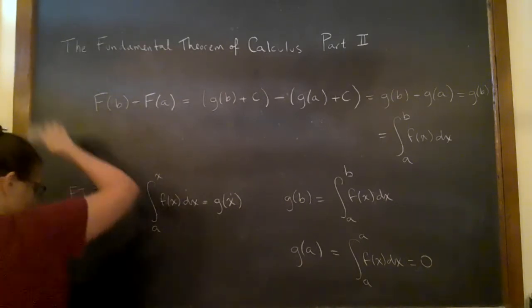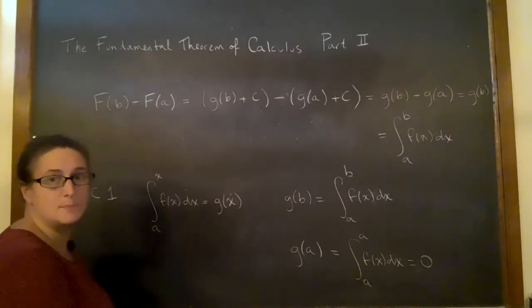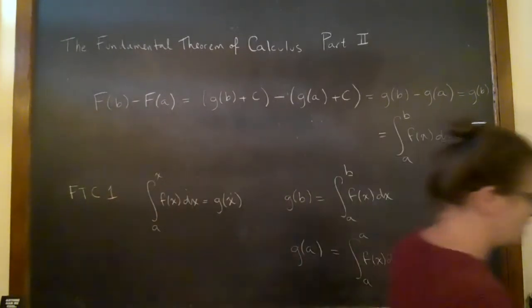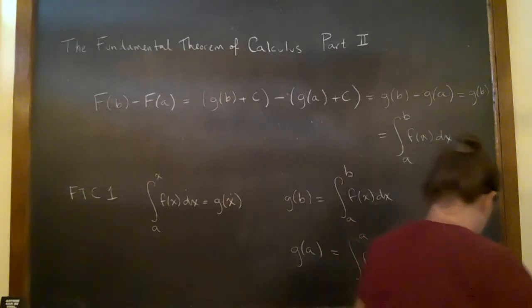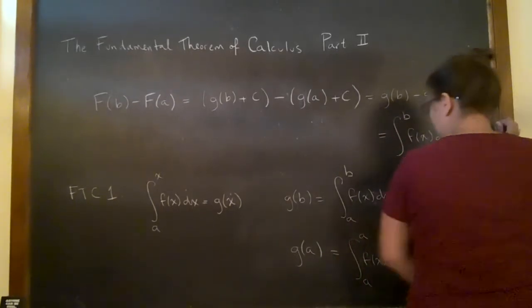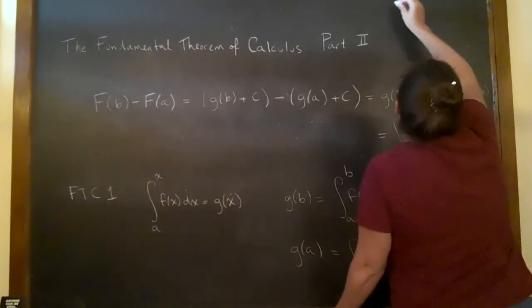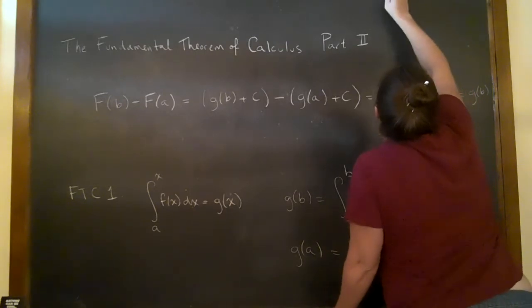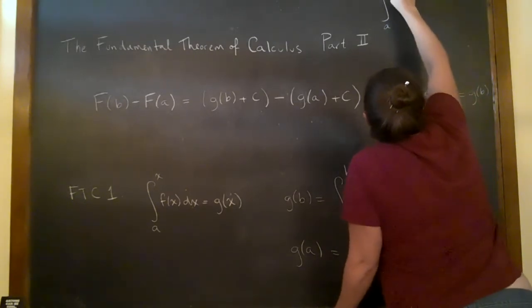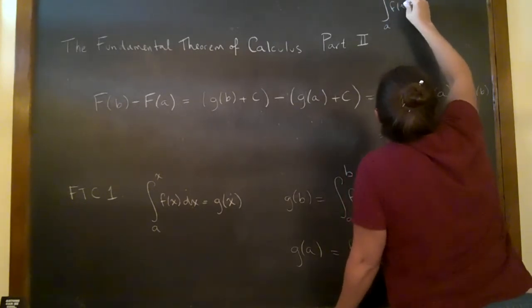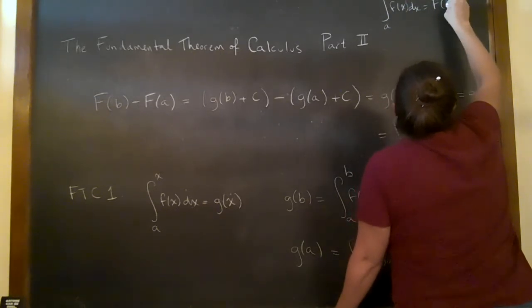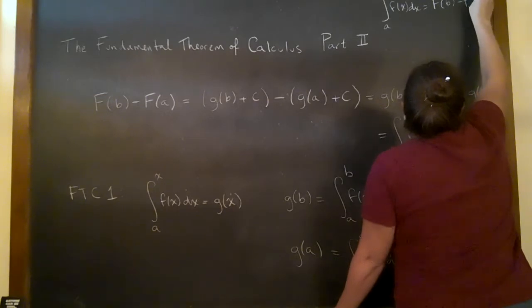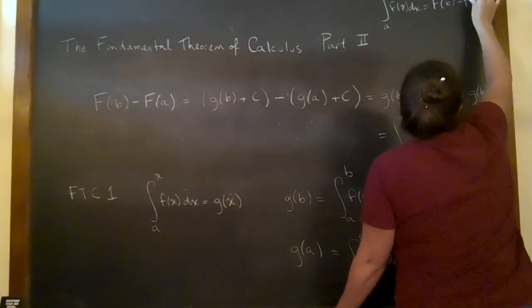So let me put it up here, and then we'll do a couple examples. I can't quite get up there. Sometimes I have to crawl on my chair. So what I have is the integral from a to b of little f of x dx is equal to big F of b minus big F of a. Right? Okay.